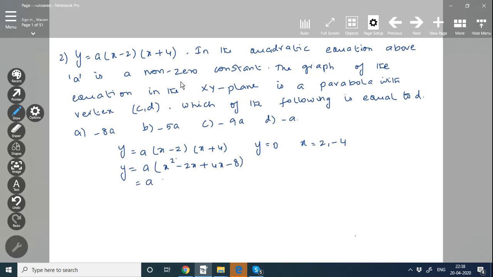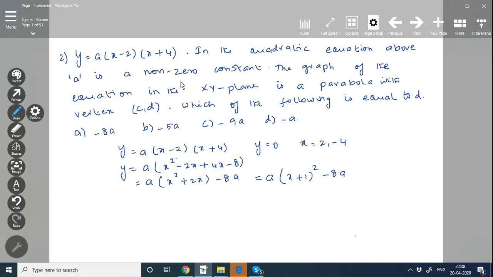which can be further simplified as a into x square plus 2x, but that minus 8a I am going to take out. What for? Because now I have to complete the square for x square plus 2x. That is, I am going to write it as a into x plus 1 the whole square minus 8a.